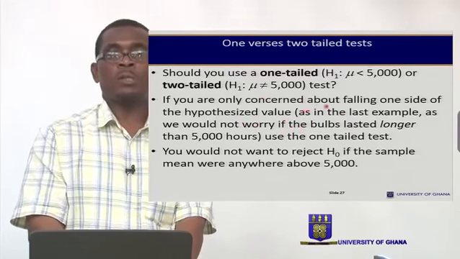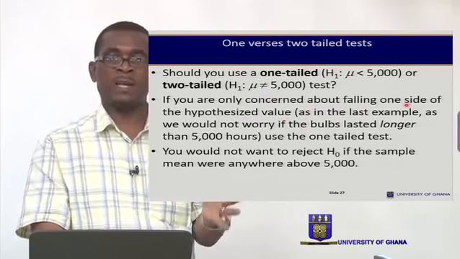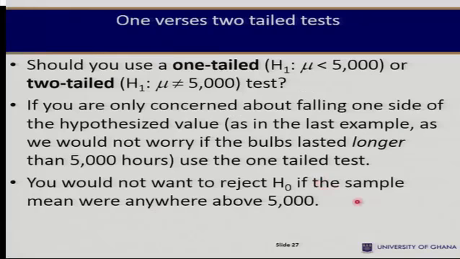If you are only concerned about falling on one side of the hypothesized value, then you would use a one-tailed test, okay? Because as I indicated earlier, you wouldn't want to reject the null if the sample mean were anywhere above 5,000, because it's actually good for customers, right?